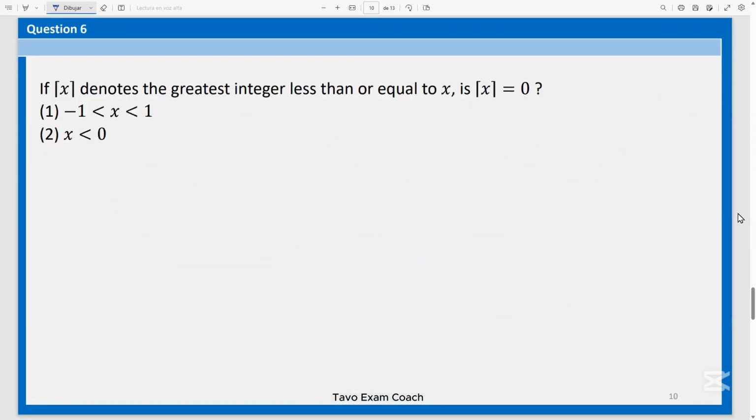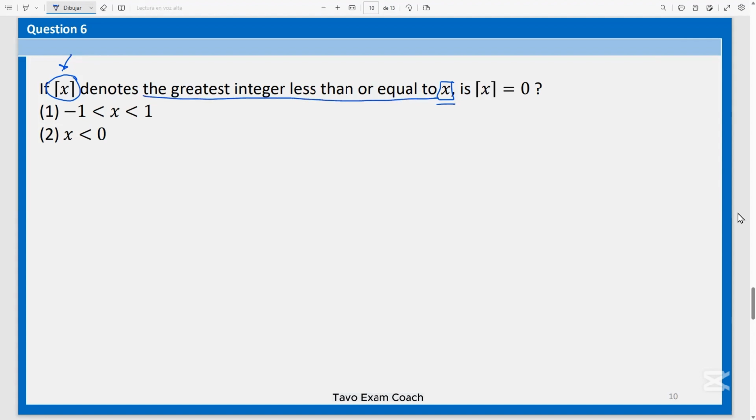Here there is a rather challenging question. If, okay, exactly the operator I mentioned earlier, something like a square brackets. Okay, it's not the absolute value though. So let's call it square brackets. If a square brackets of x denotes the greatest integer less than or equal to x, that means in order to know this value, we need to know what is the value of x. We calculate the square brackets of x depending on this value according to this definition.